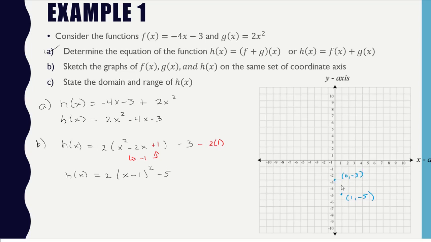Now due to symmetry, that means that 1 over and 2 up, so then we're going to go 1 over, 2 up, so we should have another point here. And the last thing is we should do an x-intercept. So we're going to let, I'll say that's x-intercept, we'll let h of x equals 0.